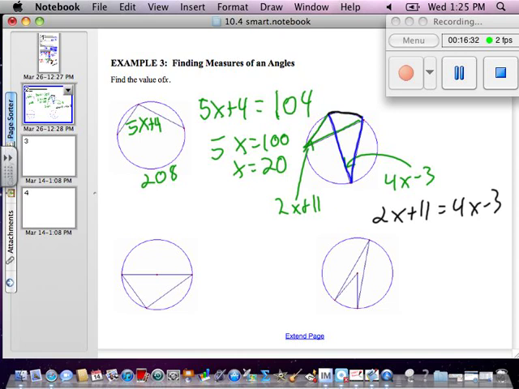So we subtract 2x from both sides. 11 equals 2x minus 3. We add 3 to both sides. 11, 12, 13, 14 equals 2x. Divide by 2, x equals 7. Basic, simple algebra right there. 14 divided by 2, it's not 1.4, it's 7.